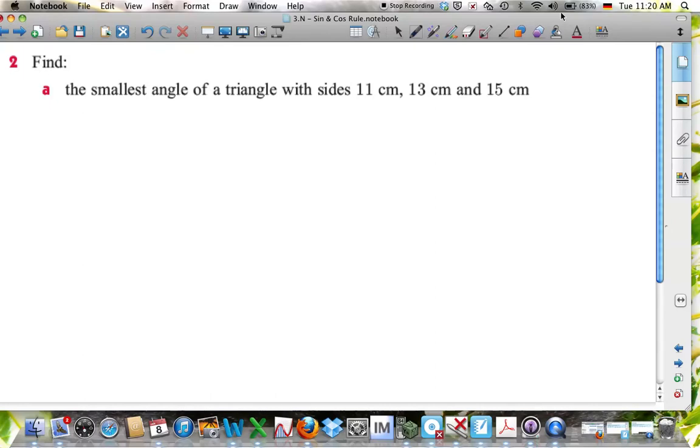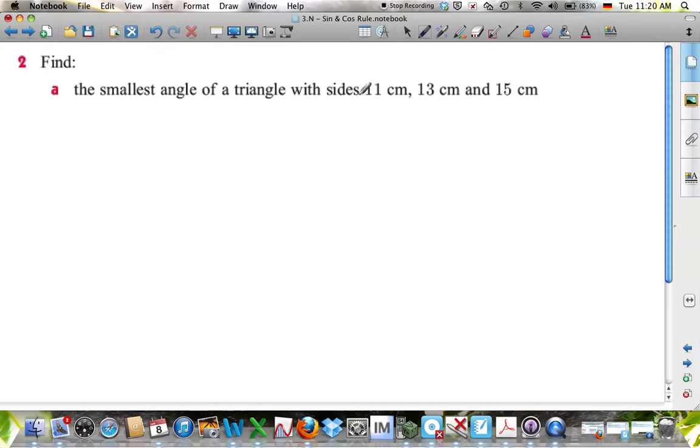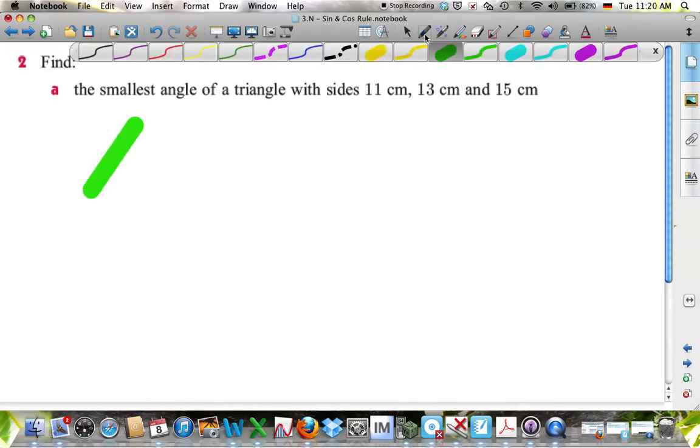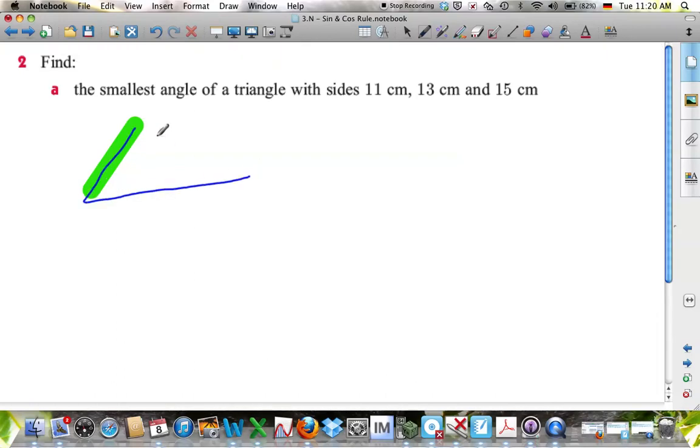So for this question, we're not told which one we're going to use. We're not told whether to use the sine rule or the cosine rule, so we'll have to figure it out. So first of all, we're going to sketch the triangle. Looks like that. So there's our triangle.